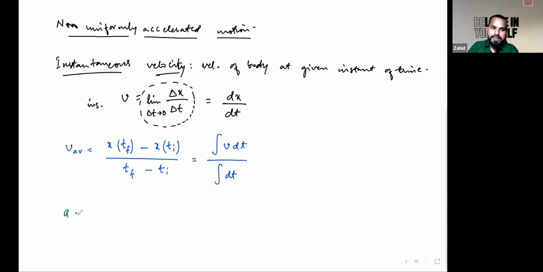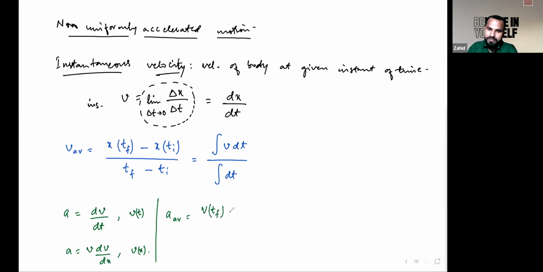Next, instantaneous acceleration would be dv over dt when velocity is a time dependent function, and it would be v dv by dx when velocity is an x dependent function. Similarly, average acceleration would be velocity final minus velocity initial divided by time final minus time initial, or you use a dt integration divided by dt integration. This is how we define instantaneous velocity, acceleration, average velocity, and average acceleration.